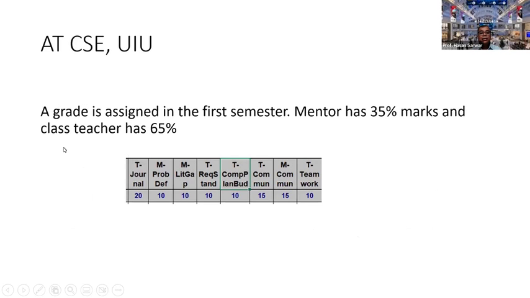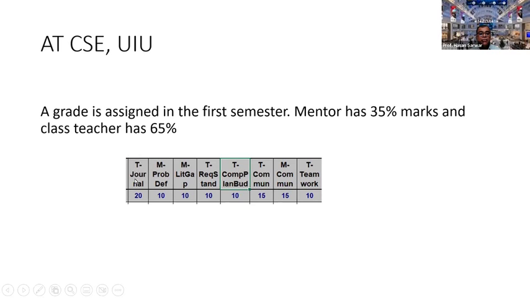Here are the marks that are given at the end of the first semester. The mentor gives 35% marks, and the class teacher gives 65% marks. And you can see that this is the breakup of the marks, where T means teacher and M means mentor.